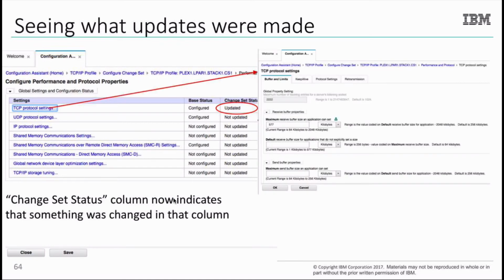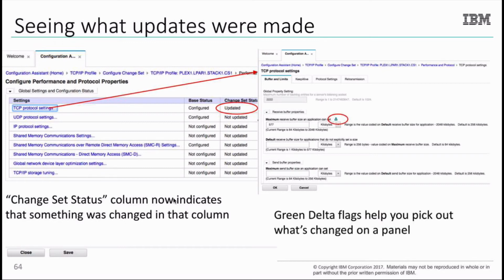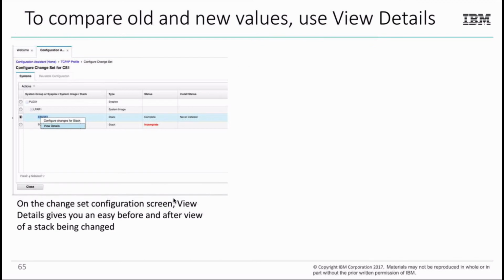You can also click on it and look again. It's hard to see on the screen, but easy to see on the panel: there's a green delta flag that tells you this is what's been changed in this change set. So you know what's been changed on this panel. Now, you can also compare the old and new values using View Details.